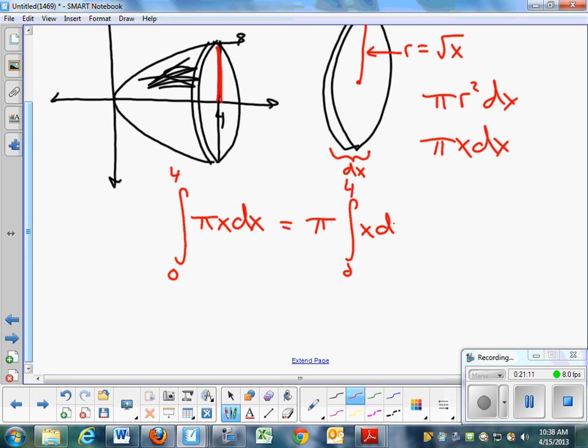So now I end up with pi times x to the second over 2, evaluated from 0 to 4. I plug in 4, and I get 16 over 2, which is 8. Yep, and 0, so you get 8 pi.